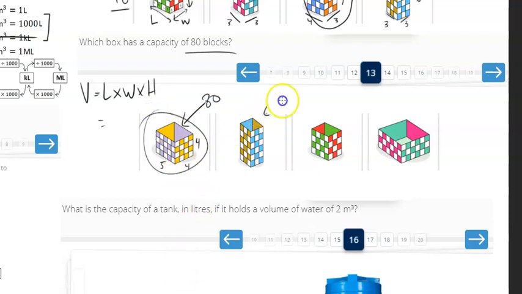You can go and double check to see, make sure that all of these ones don't give you an answer of 80. You have effectively just already worked it out.